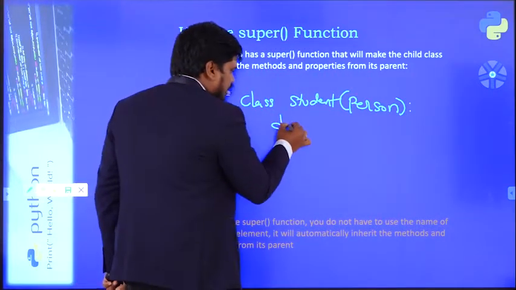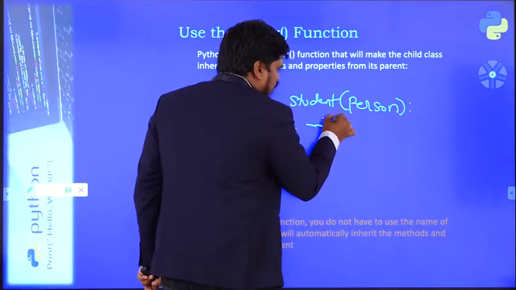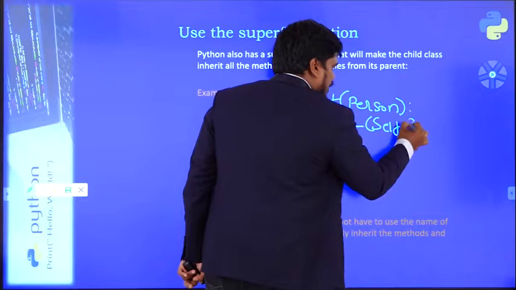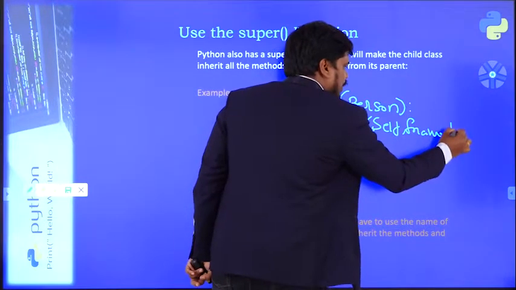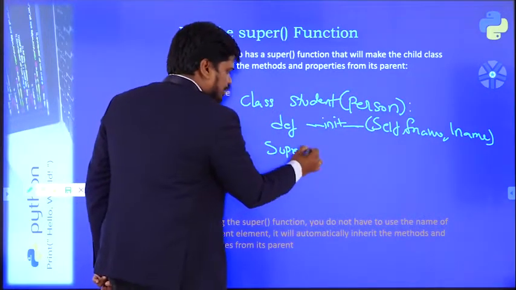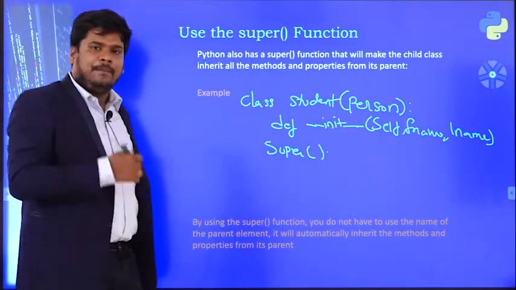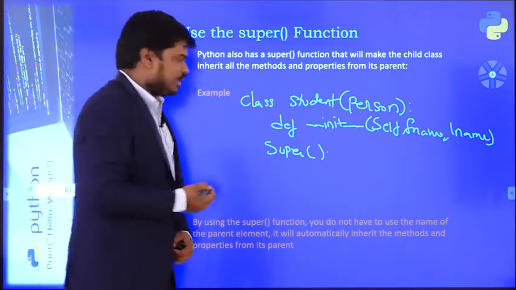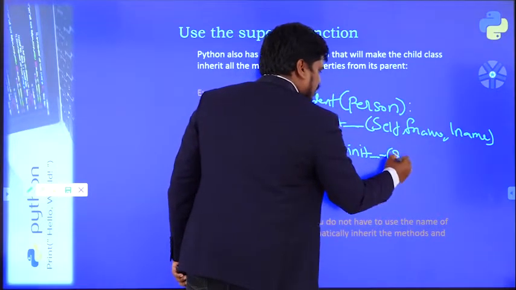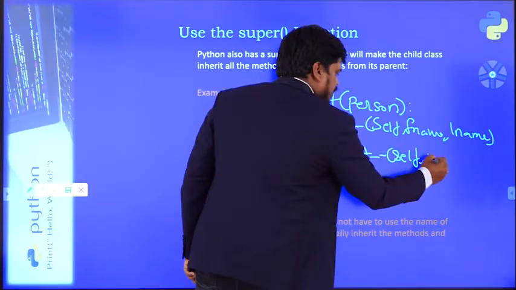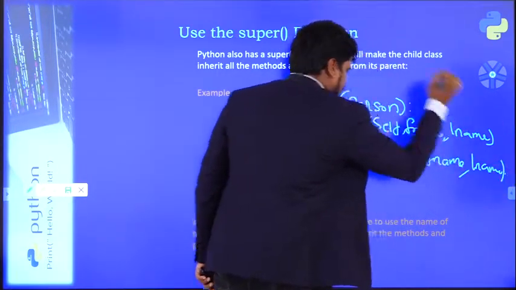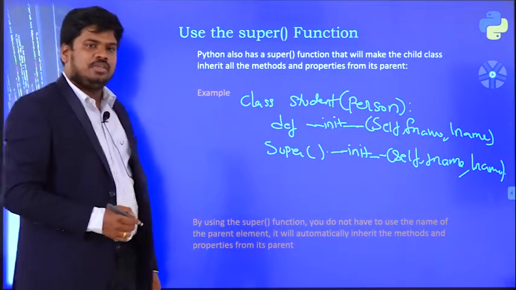And next one is def __init__ followed by self, first_name, last_name. And next, by using a super function, I'll call the init method which is there inside the parent class. So super().__init__(first_name, last_name). So this is the thing you have to follow.